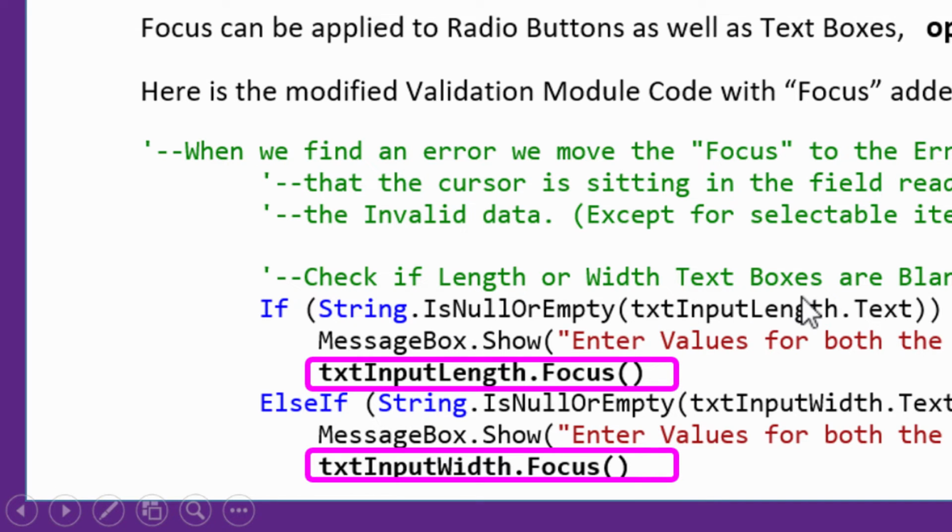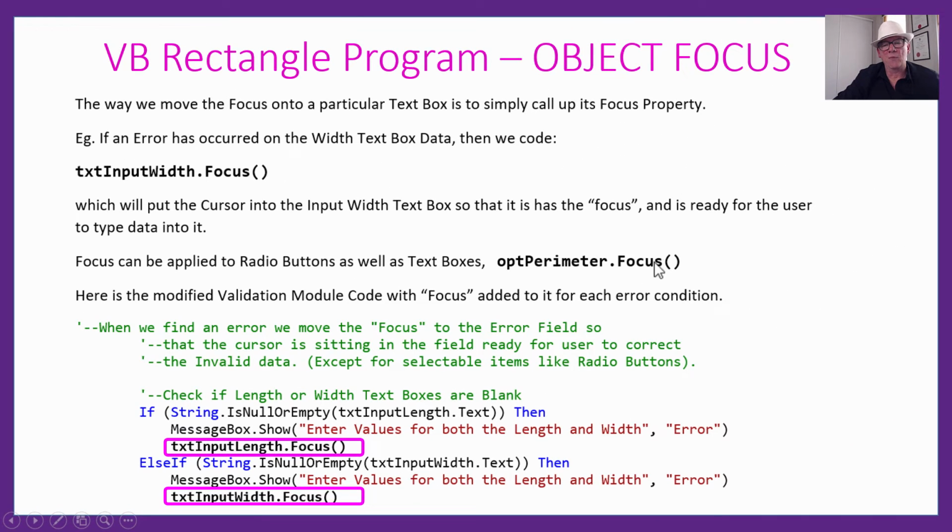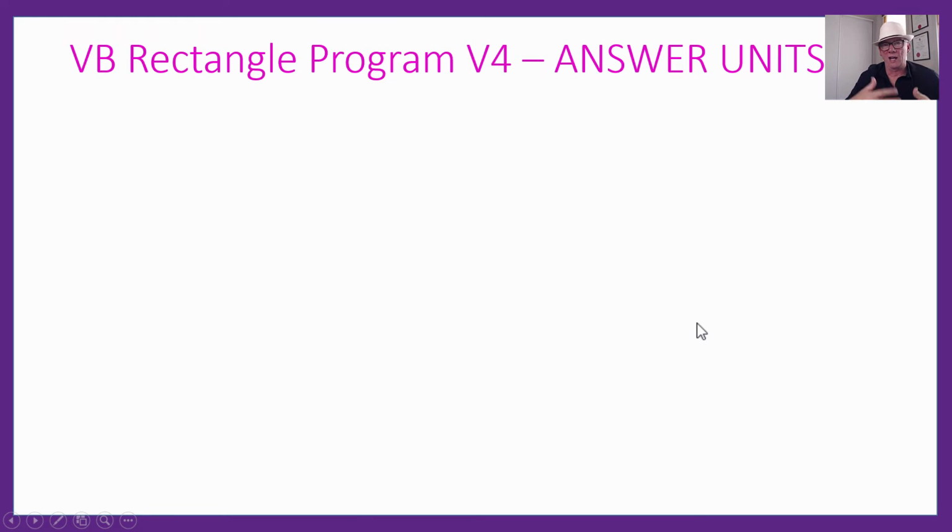Because they got the length wrong here, let's put the cursor into the length box, all ready for them to fix it and type in the right value. Here they've messed up the width box, so focus it on the width. If you look at the step-by-step guide, it goes into more detail on this and shows you all of the other focus code. It's just one little line of code you're adding into sections of the existing validation subroutine. And it's nice that we've modularized the program, because you only have to go to the do validation part of the program to make all these changes.